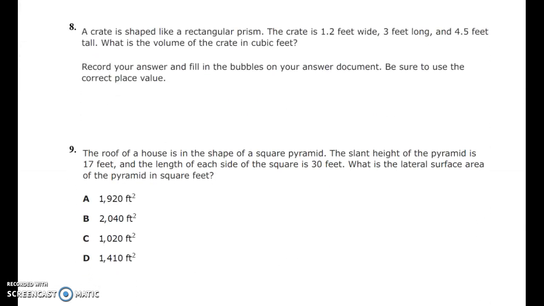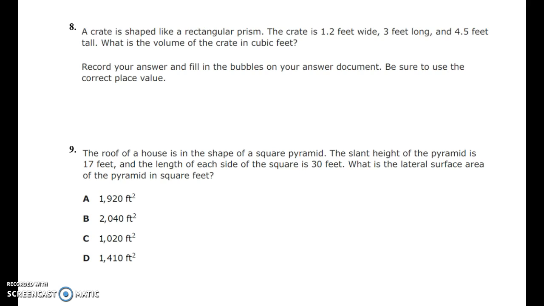Number 8. A crate is shaped like a rectangular prism. The crate is 1.2 feet wide, 3 feet long, and 4.5 feet tall. What is the volume of the crate in cubic feet? Record your answer and fill in the bubbles on your answer document. Be sure to use the correct place value.